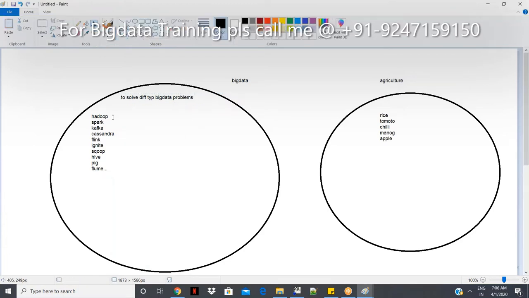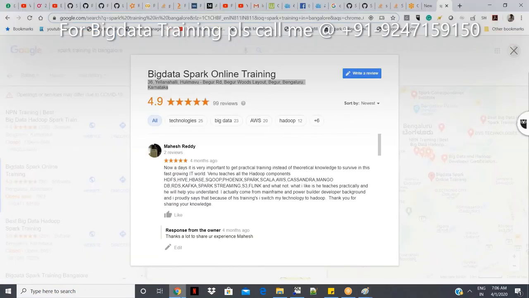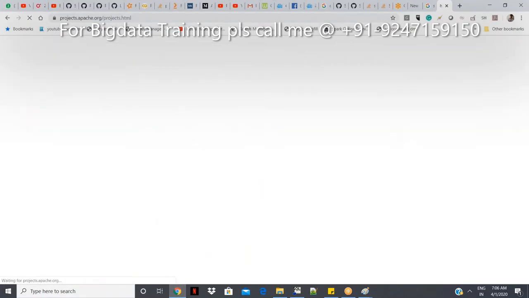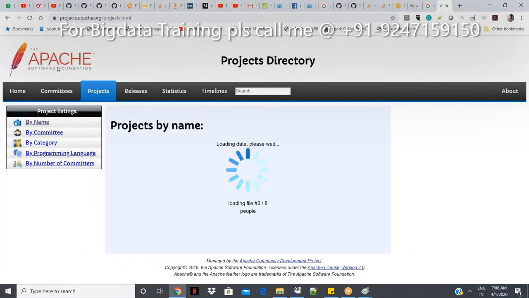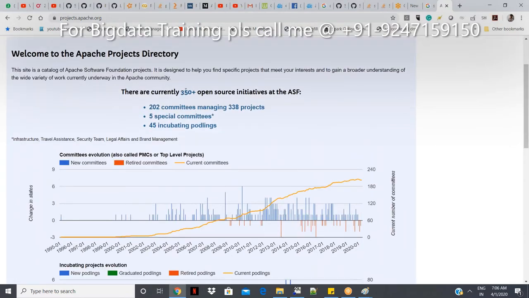Now, where we are using Hadoop, where we are using Spark, Kafka, I will guide you right now. Please note all these frameworks. Who is the father of all these frameworks? Apache Software Foundation projects. Apache Software Foundation is one third party organization. It is for a better society. They released many open source projects, approximately 350 projects. Everything is open source. Open source means everything is free. No need to pay 1 rupee also.